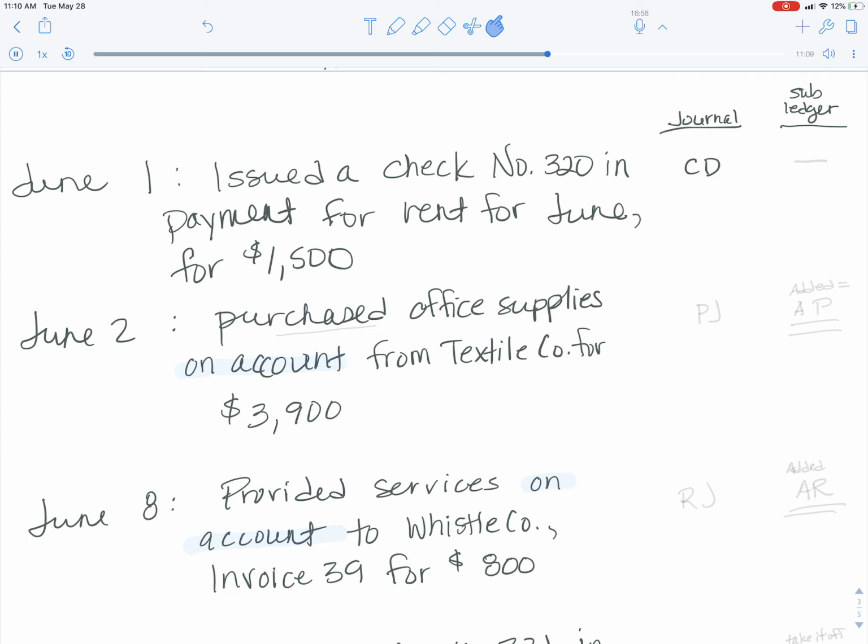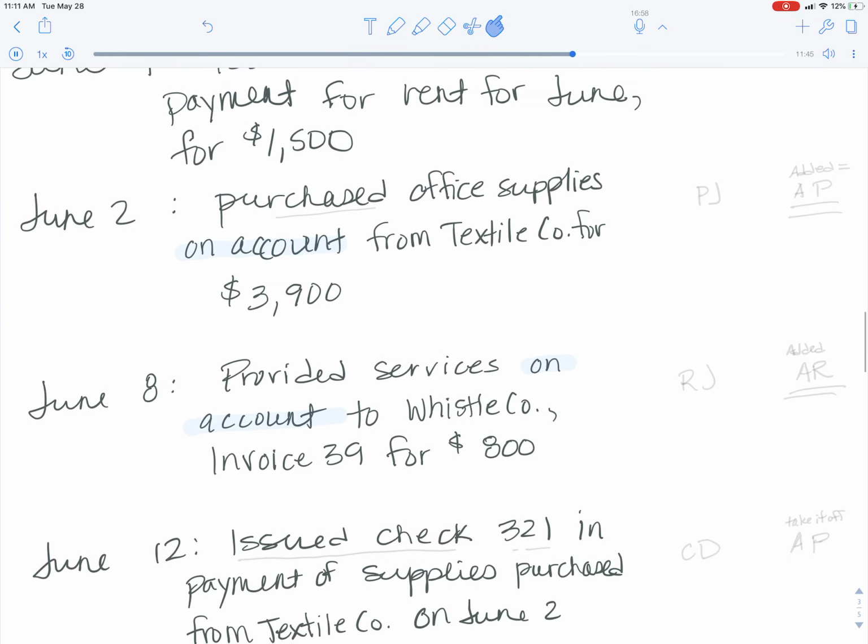On June 2nd, we purchased some office supplies on account from Textile Company for $3,900. Since we made a purchase and we didn't spend the cash yet, this is going to go on our purchases journal. So not cash disbursements, because we didn't pay for anything yet. Purchases journal, and we pay later. Since we're paying later on account, we need to use our accounts payable subsidiary ledger to keep it on the list, so we make sure to pay for it at a later time.